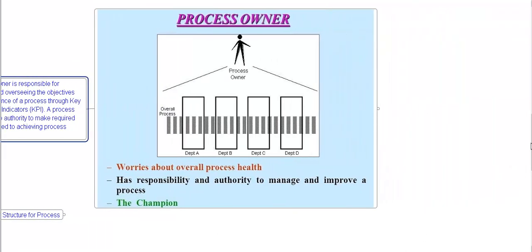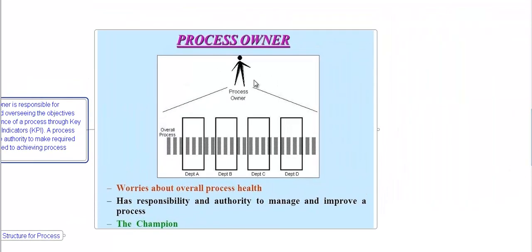This diagram represents process owners. He is managing all the processes running under various different departments. He worries about overall process health, and has responsibility and authority to manage and improve a process. A champion.